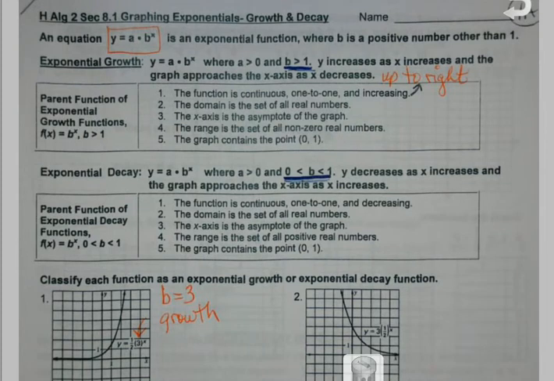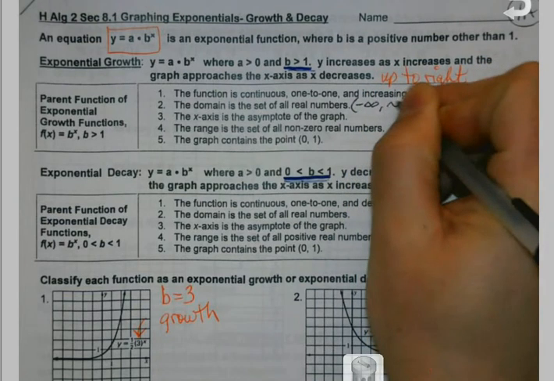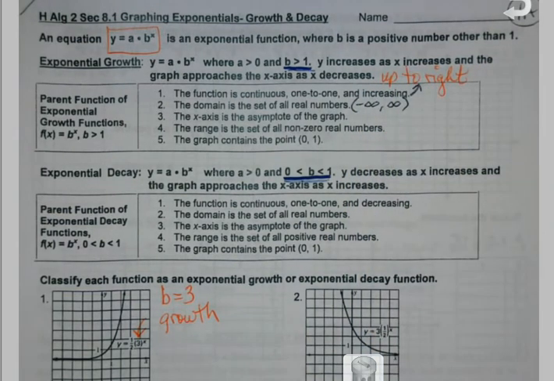Everything else with this is going to be basically the same. The domain is going to be the set of all real numbers, which we like to call negative infinity to infinity. Okay, you also can call it all reals. That would be the same thing. The x-axis is the asymptote of the graph.